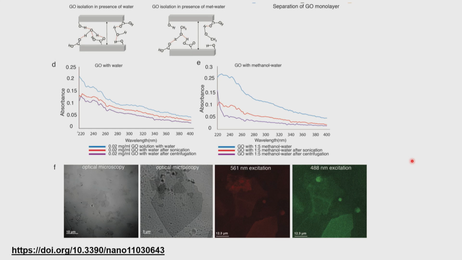When we have this separation of graphene monolayers, we can use it to coat the grid. We use a 3 microliter solution, add it on top of the grid, and blot the excess buffer solution.